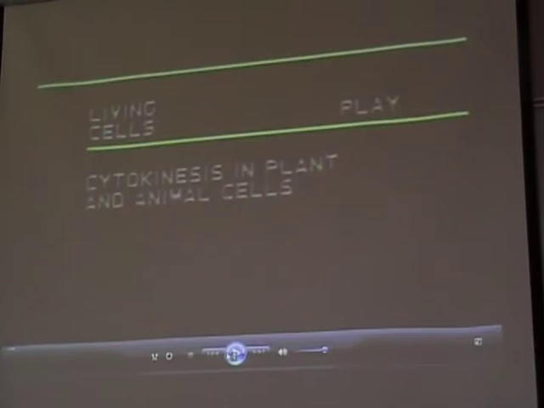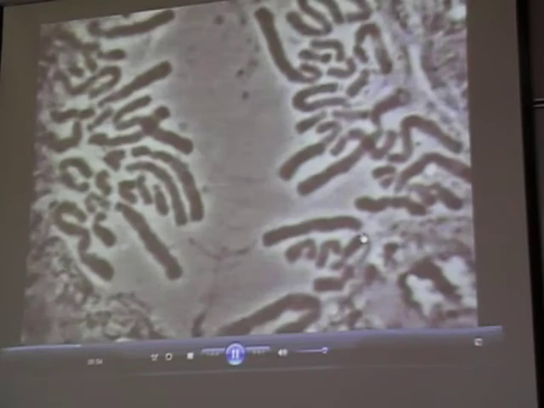The new cell wall can be seen sped up, as many vesicles fuse along the center of the cell.